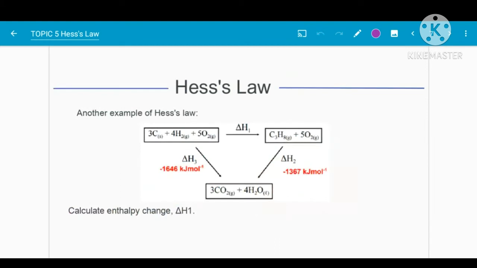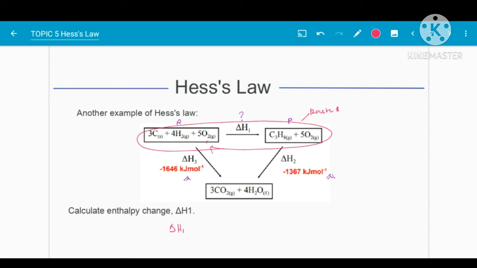Alright, this is an example for an enthalpy cycle or Hess law cycle. Delta H3, we know the value. Delta H2, we also know the value. And what is the value for delta H1? So this is our return and this one is the product. So this is our main route 1.